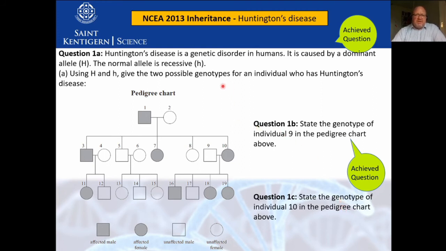Question, Huntington disease. Huntington disease is a genetic disorder in humans. It is caused by a dominant allele. The normal allele is homozygous recessive, or is recessive.